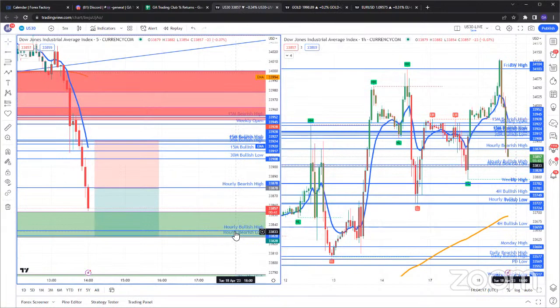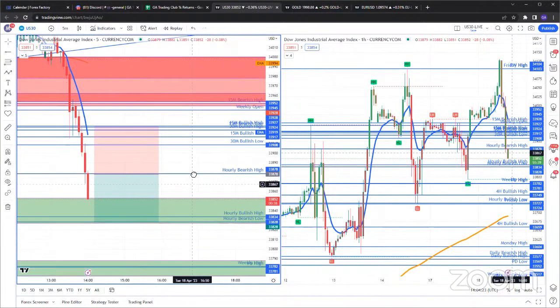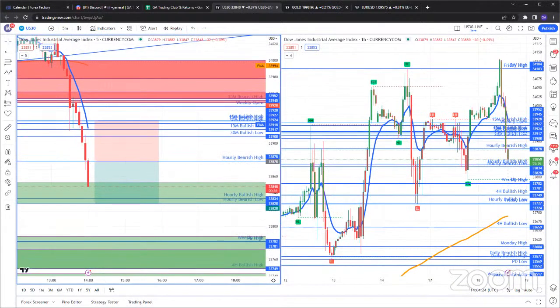Keep in mind, we also do have an hourly bullish zone around here. So we'll just wait on that trade.